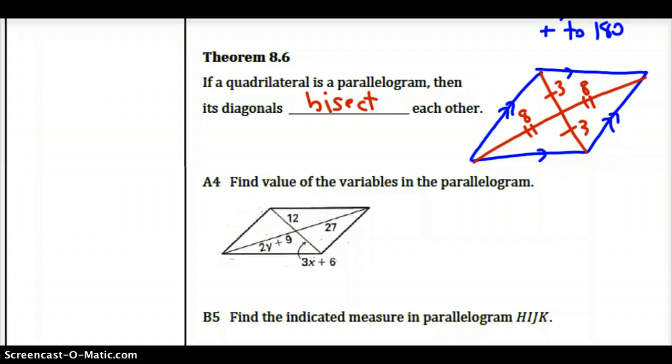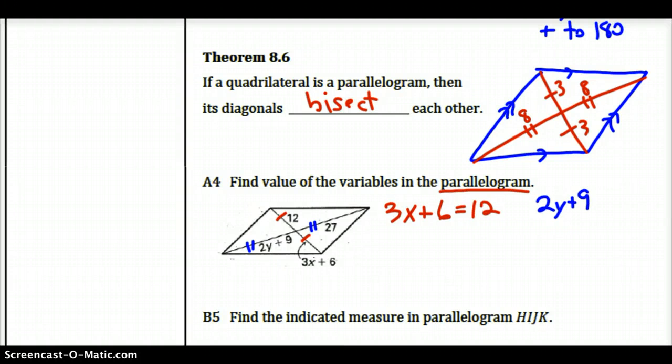So now the A4 problem. Again, taking a look at these two, they are congruent because of the bisecting, because again it's a parallelogram. And this longer diagonal gets bisected as well. So that's 2y plus 9 equals 27. In each case, we have a couple of solve steps here. Subtract 9 on both sides. Divide both sides by 2. We get y equals 2.